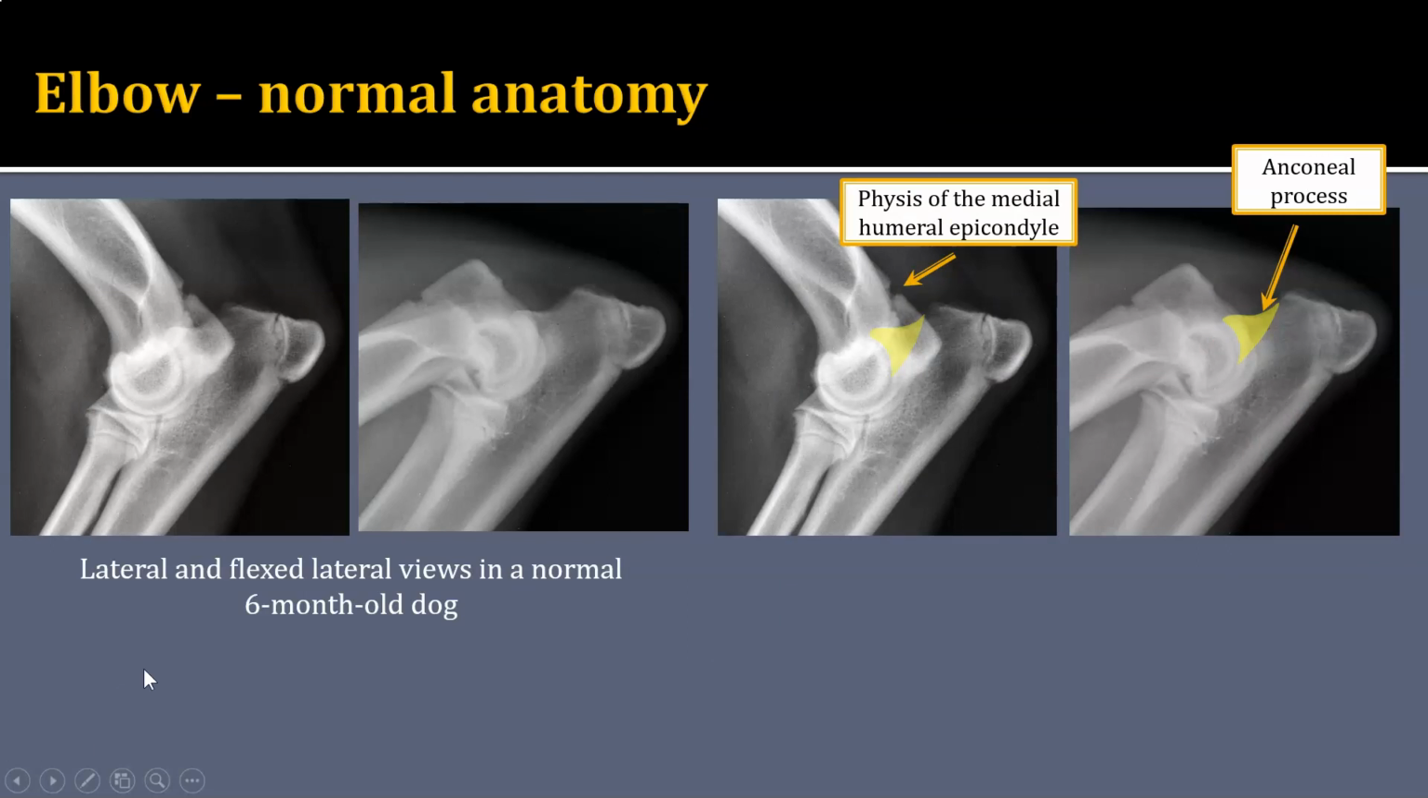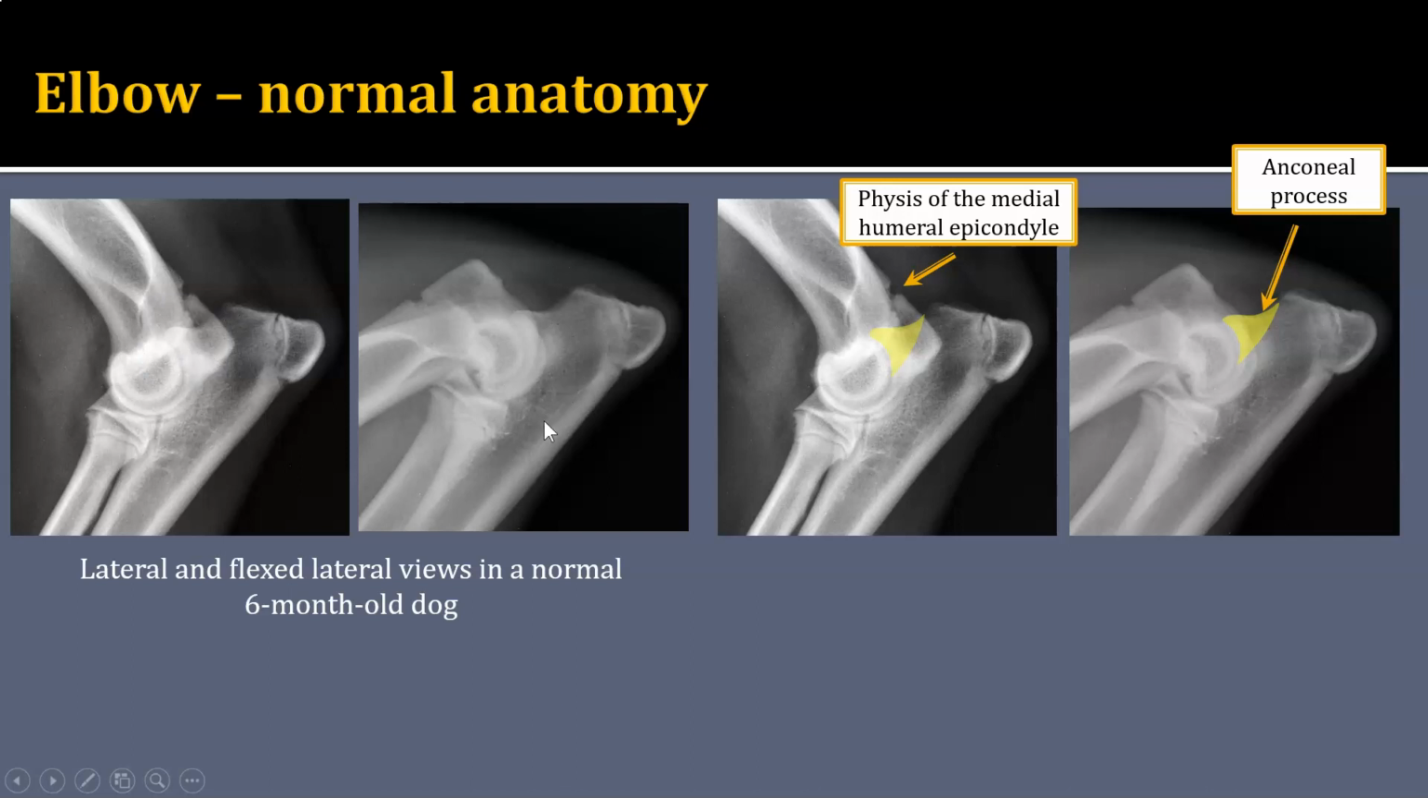The flexed lateral view can be really important, and that's for a couple of different reasons. This happens to be a young patient. Notice that there is a physis here of the medial epicondyle of the humerus. That is a separate center of ossification. So in the standard lateral view, if that physis is still open, and that usually closes around 8 months of age or so, it could cause us to be confused by what's going on with the anconeal process. It's superimposed over that anconeal process.